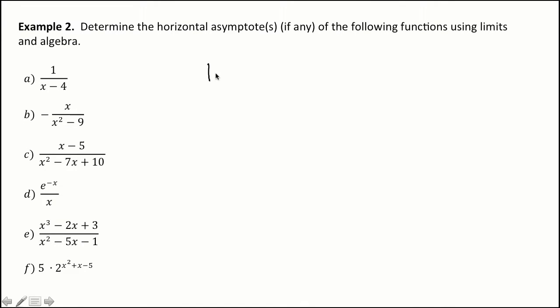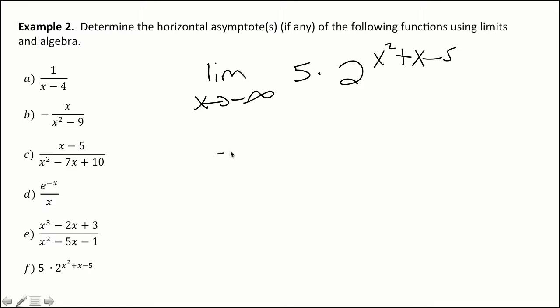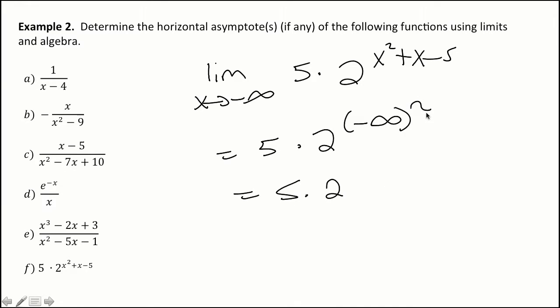Okay, if we did the limit as x approaches negative infinity, then again we have 5 for that part, 2, and then again you're going to only look at the highest power, so you're going to get negative infinity squared. And then negative infinity squared is just positive infinity, which leads you to the same answer that we had before, infinity. So in this case, there are no horizontal asymptotes.